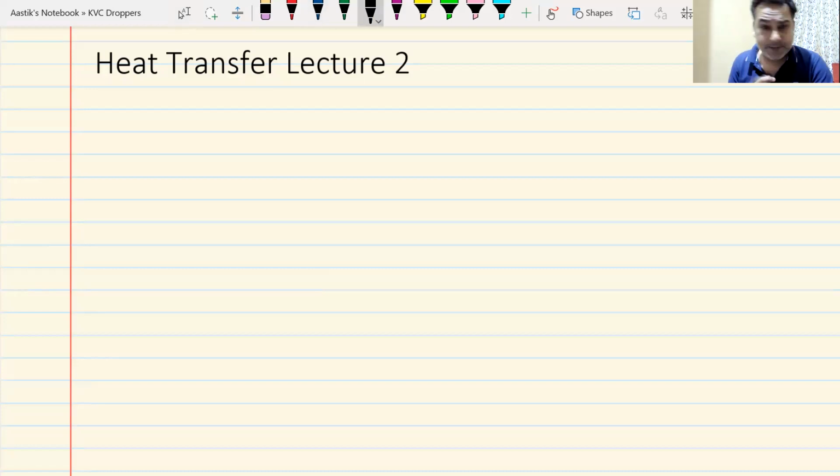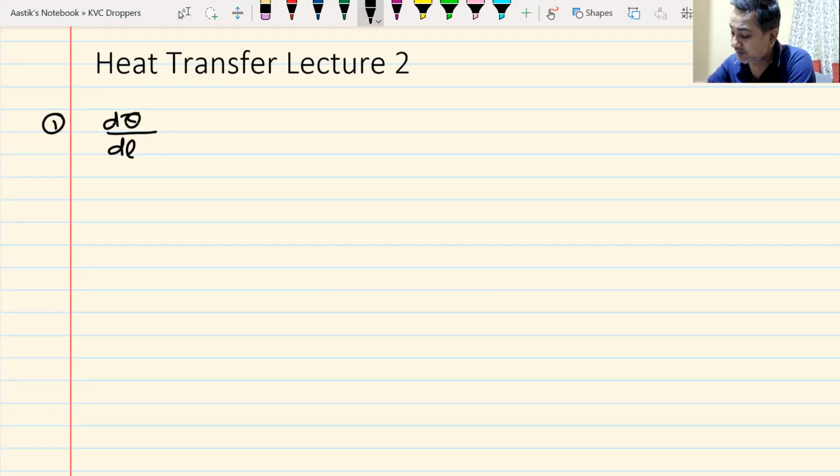Just to give you a quick recap of what we had done in the previous class. Tell me what we had done. We had seen something known as temperature gradient, d theta by dl or dt by dl. Let us understand the important point. This is known as the temperature gradient. Do we remember this temperature gradient?